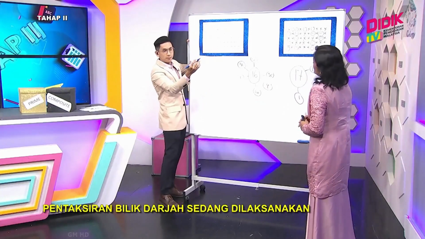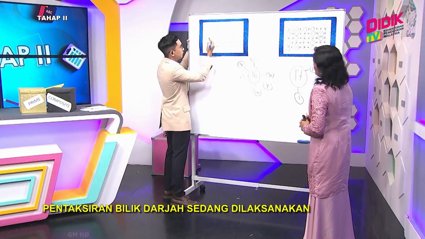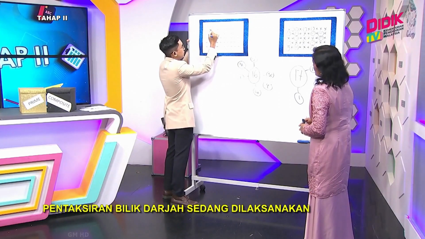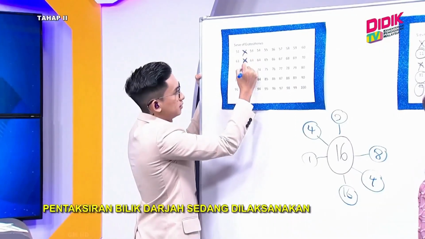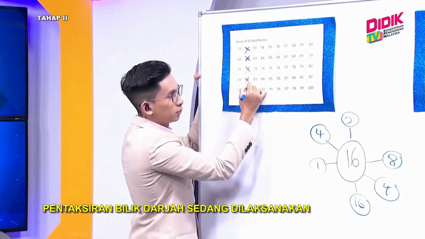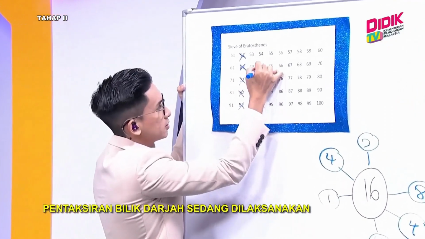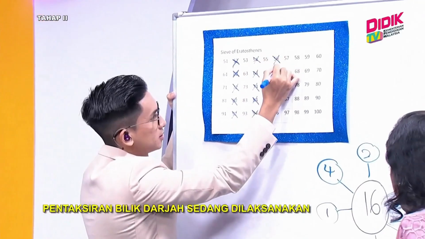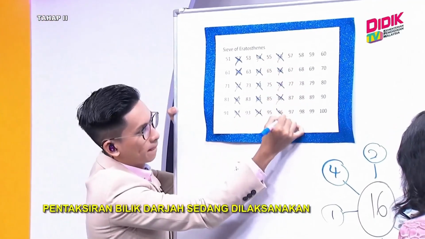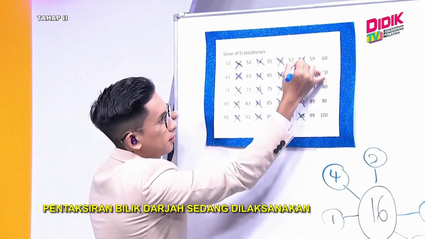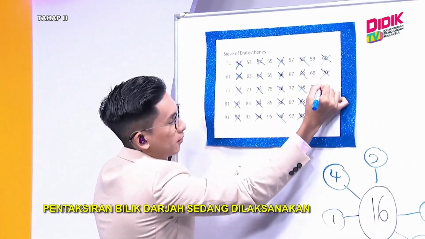All the multiples of 2. 52 is a multiple of 2, right? All the even numbers. 52, 54. Let me cross out all the even numbers first. 82, 92, 94. All the fours, all the sixes, all the numbers that end with 2, 4, 6, 8 and 0 are even numbers, right?